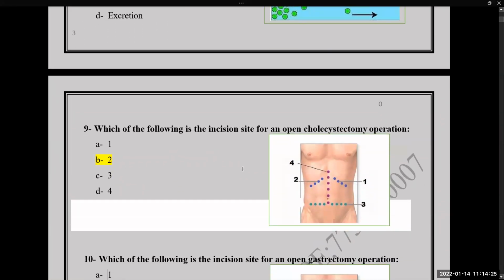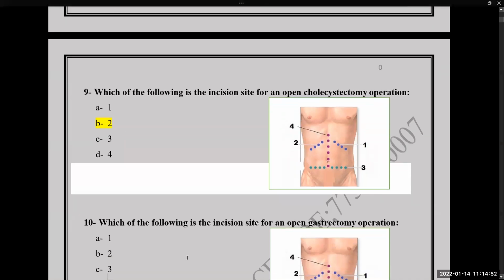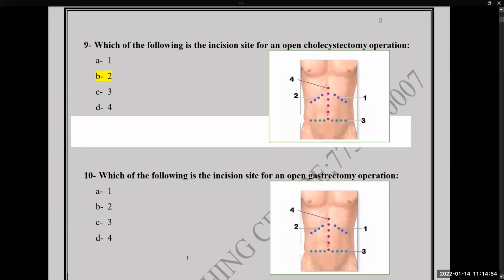Which of the following is the incision site for open cholecystectomy? Open cholecystectomy, right upper quadrant. The right upper quadrant is given, so you can select the number. It's 2. Yes. What is cholecystectomy? Removal of gallbladder. Okay.